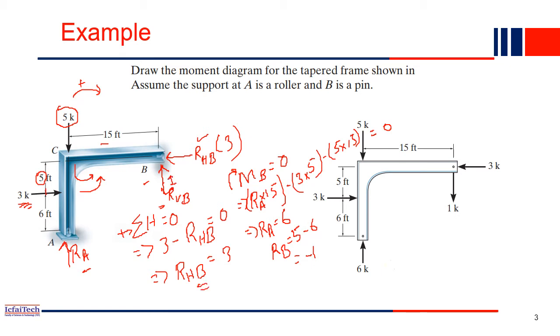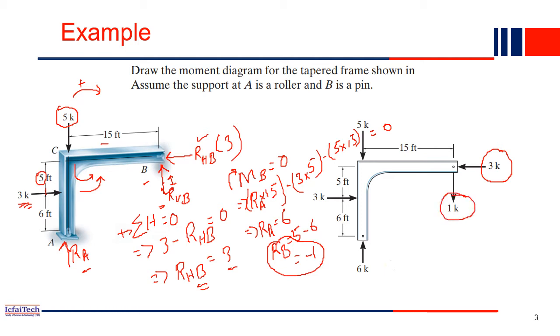RHB equal to 3, we computed. So this is your RHB. And the next one is RB equal to minus 1, we computed. So this is your RB equal to minus 1, acting downward.